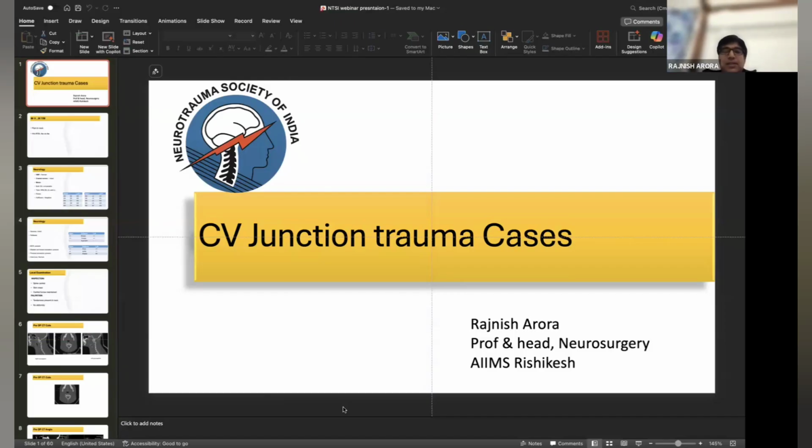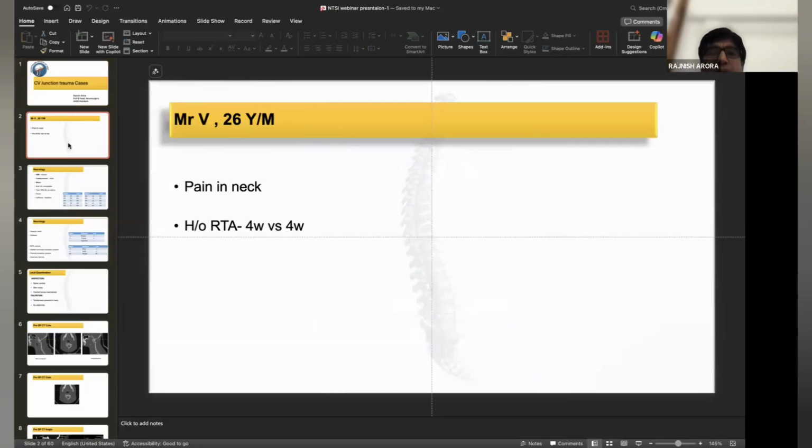And after the excellent talks of Professor Ashim Kataria sir and Dr. Nupur Puthi sir, I would be presenting a few cases which are more common than what Professor Puthi showed us. They are the bread and butter of each neurosurgeon in daily life. My first case was a young male, 26 years old, who had a head-on collision, a car versus car.